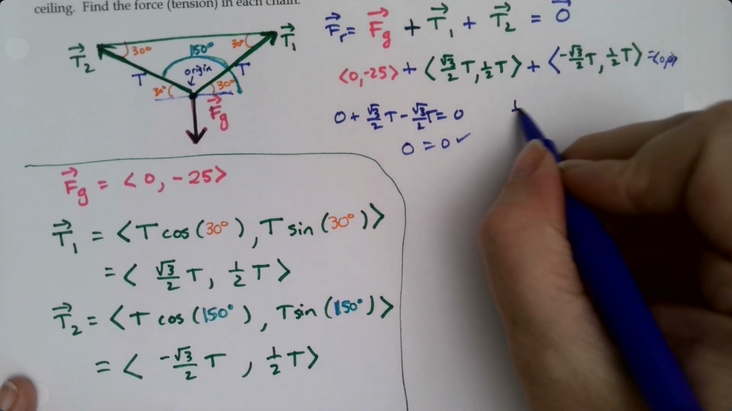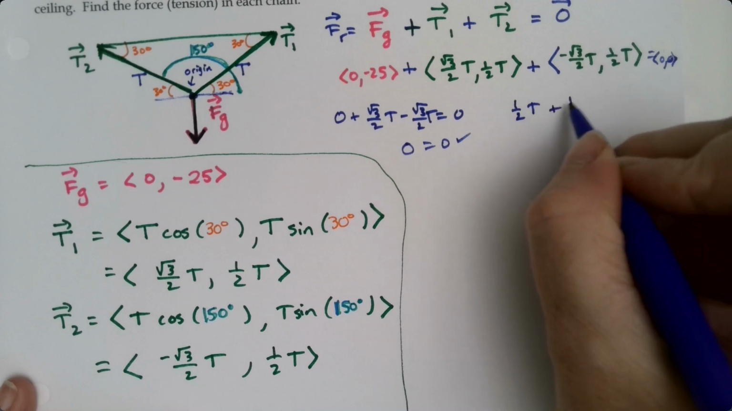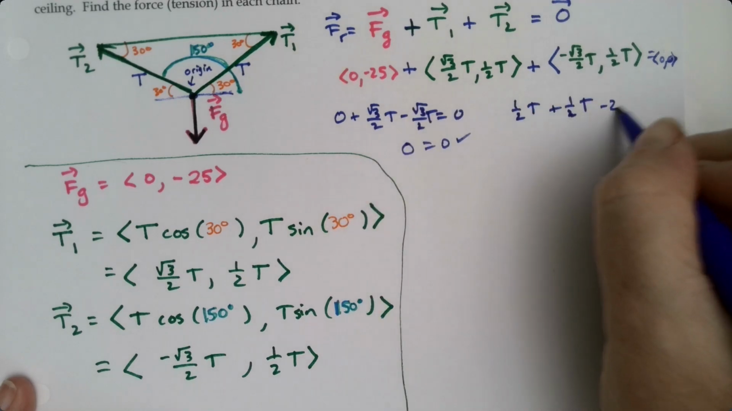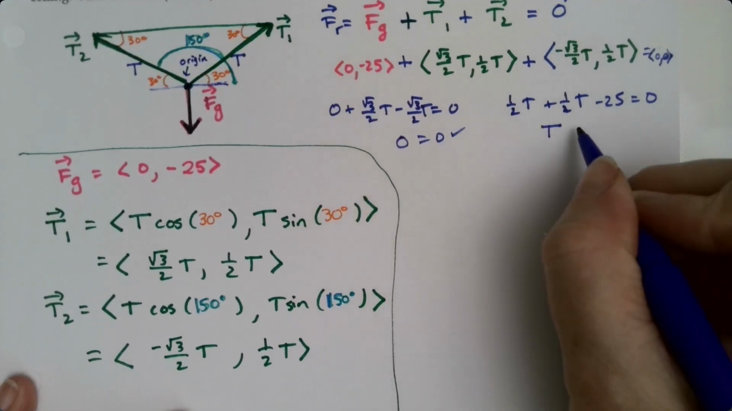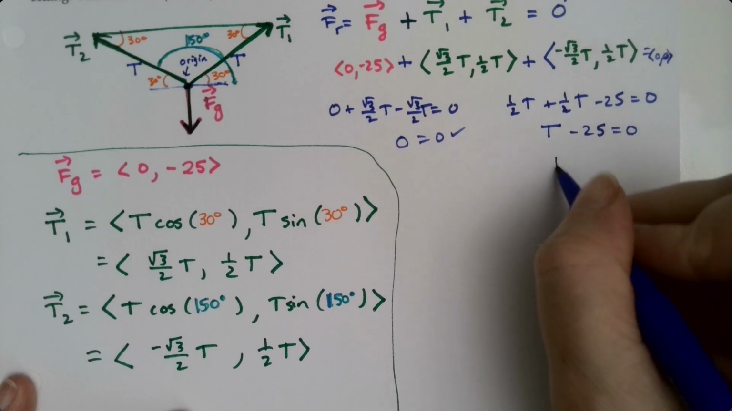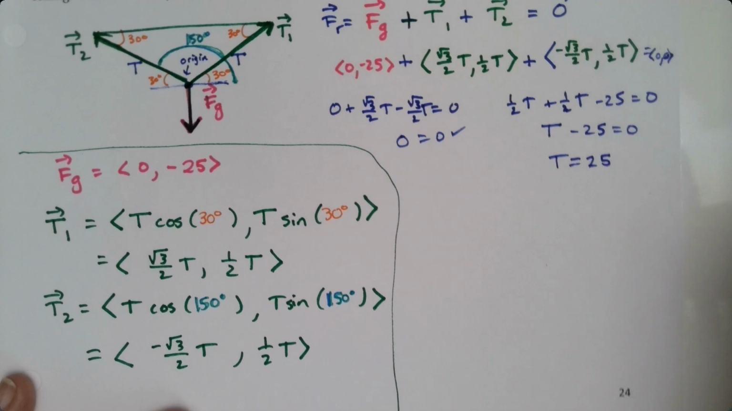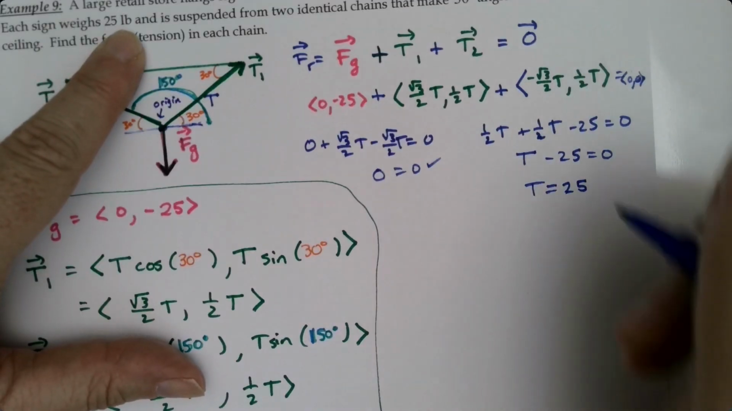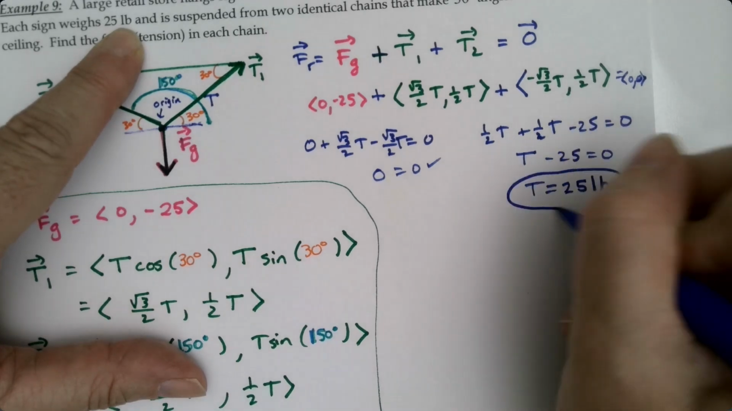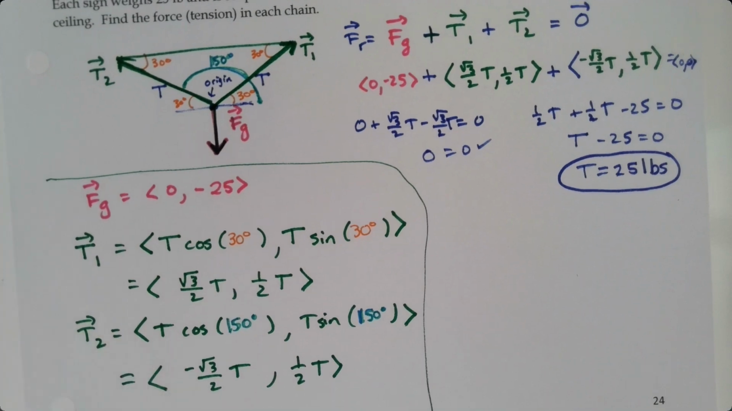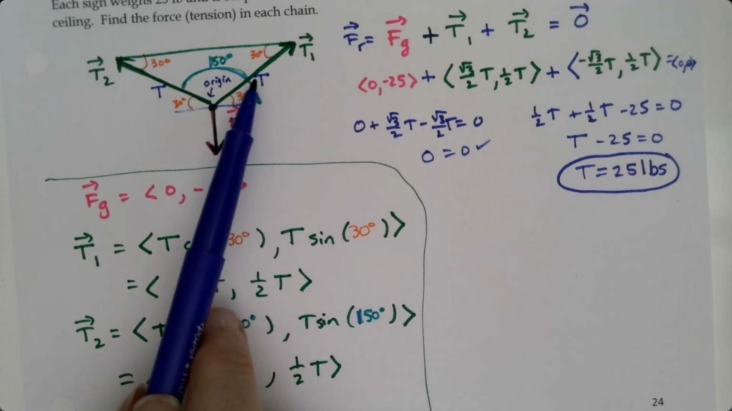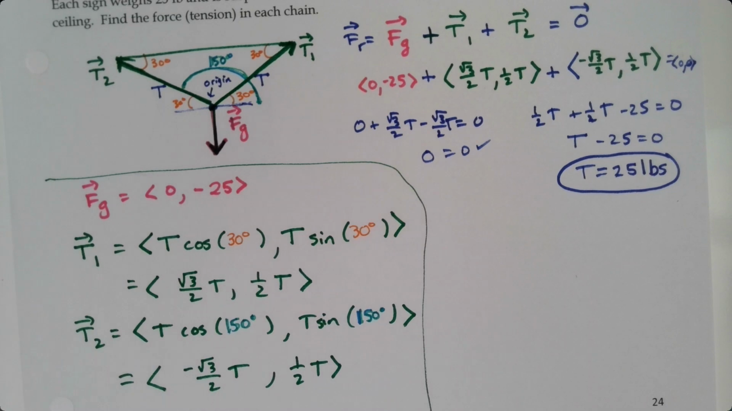We have 1/2 t plus another 1/2 t, take away 25, has to be equal to 0. So that's 1/2 t plus 1/2 t, that's t, minus 25 equals 0, which means t is 25. And in this case, it would be pounds because pounds was the unit that was given to us. So there we go. We found the magnitude of the tension, the force on this chain. We just called it the tension vector, T1, instead of the force vector, but it's the same thing.